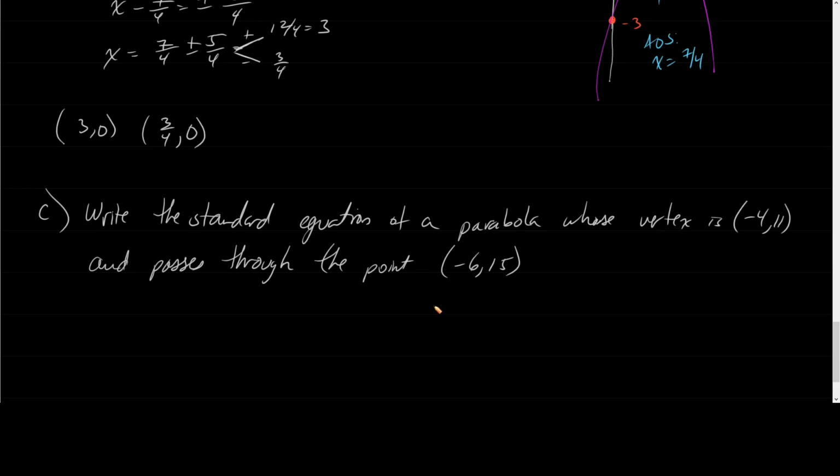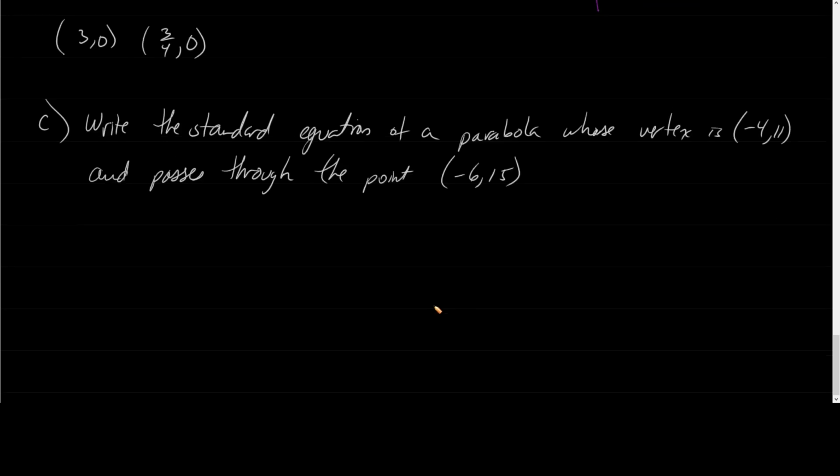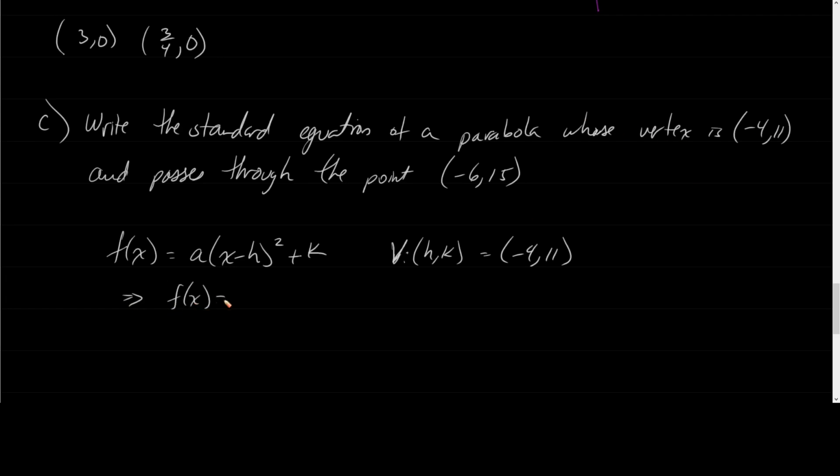All right. So let's see what happens here. What we want is to come up with a parabola. Well, we know that a parabola in vertex form is f of x is equal to a times x minus h squared plus k, where the vertex is h comma k, right? But in here, we're told what the vertex is. We're told it's -4, 11. So what we can say now is that f of x is equal to a times x minus -4, that's our h, squared plus 11.